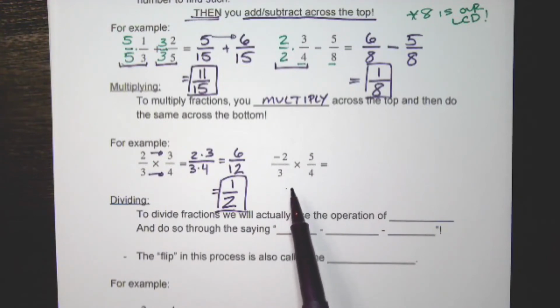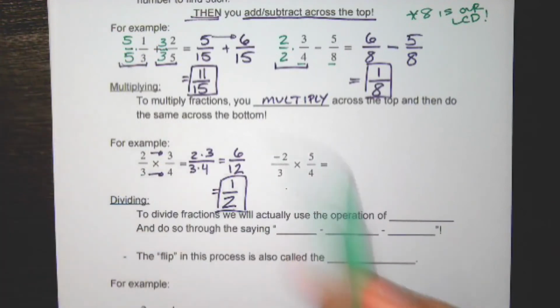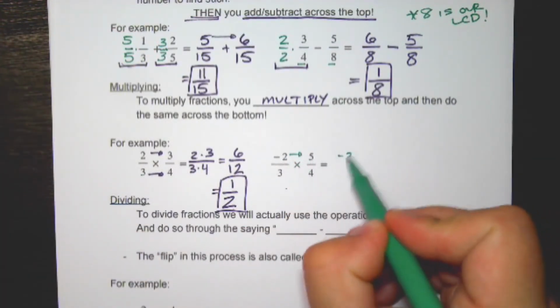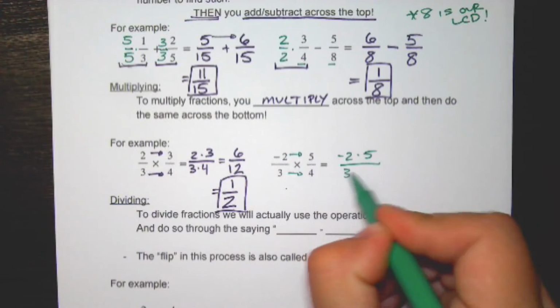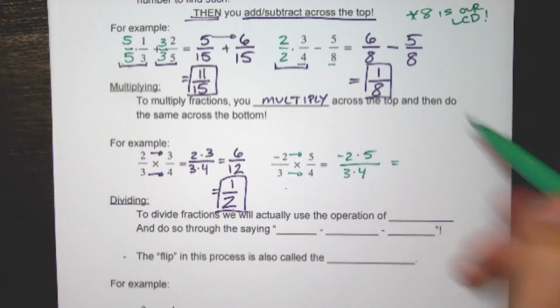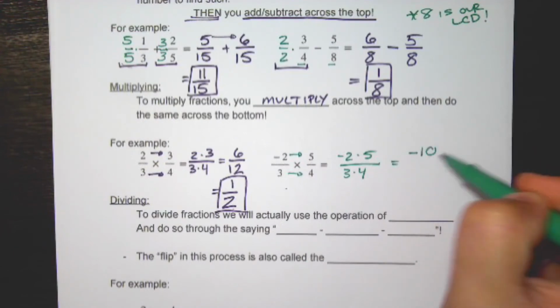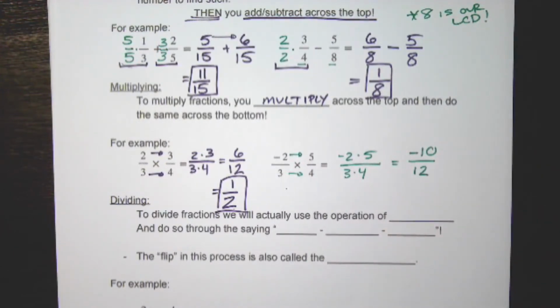Alrighty, hopefully you paused it and gave it a shot. Well, if we're just going to treat it like our other one over here, we multiply across the top. We get -2 times 5. Multiply across the bottom. We get 3 times 4. Now, -2 times 5 will keep it negative, so -10 over a denominator of 12.